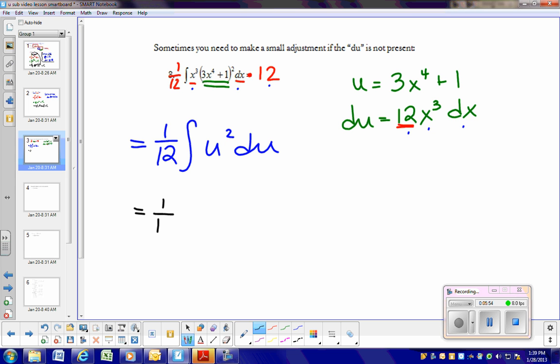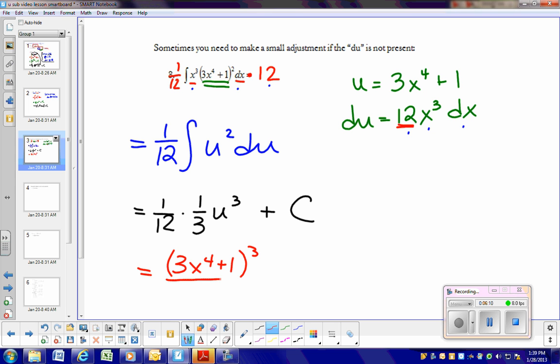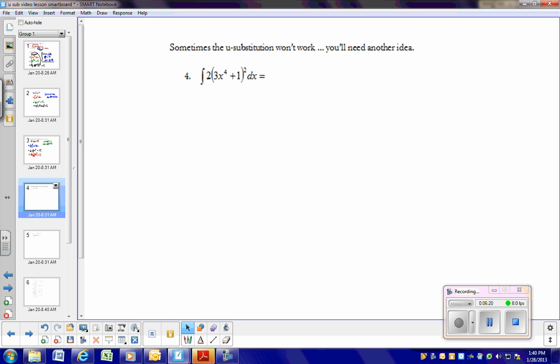Okay, now I'm ready to do my nice anti-differentiating. So I've got 1/12 hanging out in front, that's just a multiplier, and then I have 1/3 u to the third and a constant. And then we will substitute back in. So we've got 3x to the fourth plus 1 is u, that's cubed, over 36 plus c. So sometimes you need to do a little adjustment of a multiplier, okay? Question 4 is an example where u substitution just won't work, okay?